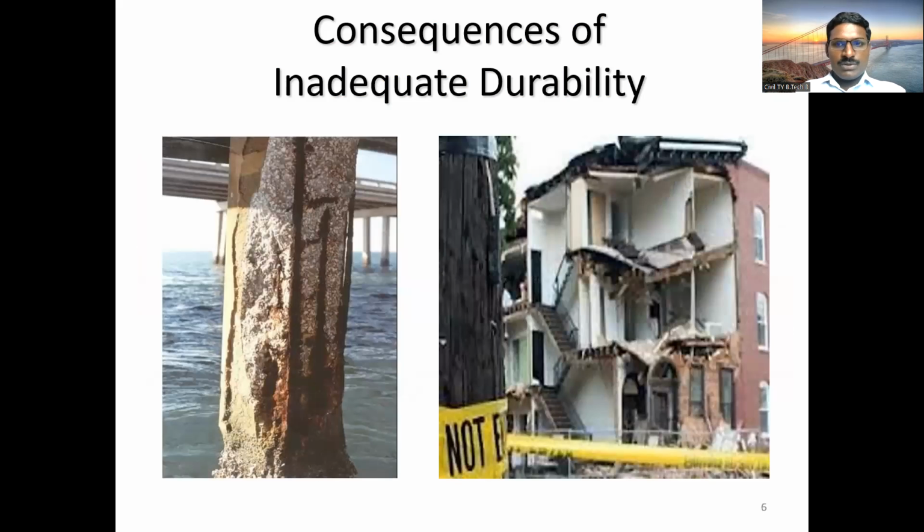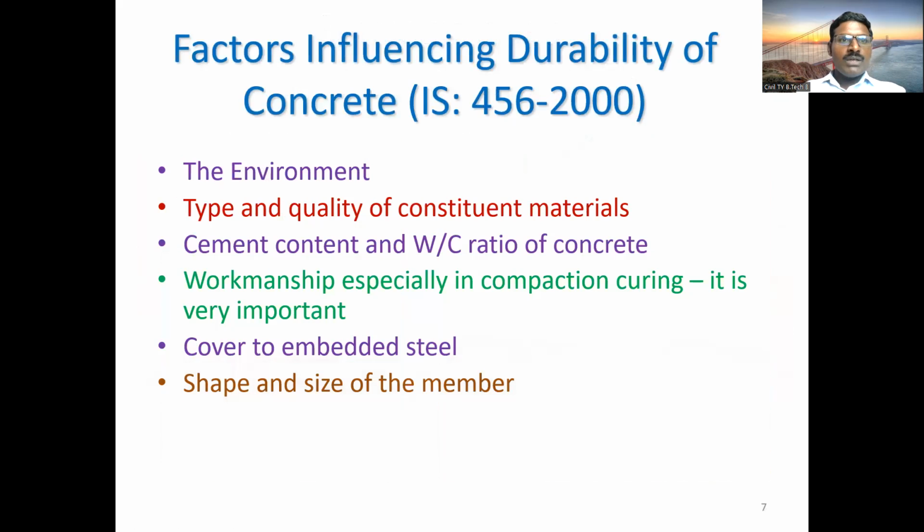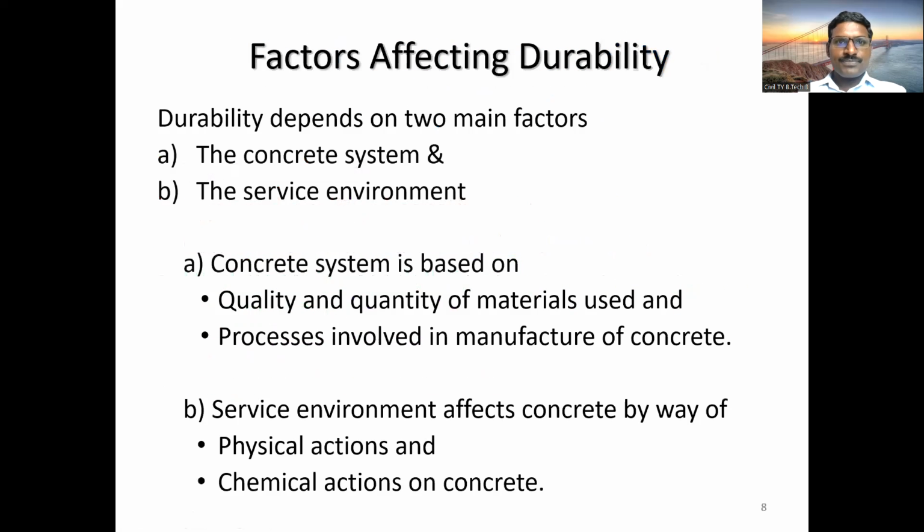Again, if you see here, half of the building is damaged, or has collapsed, and the demolition of half of the building is in the second sketch. Here corrosion of the steel is also visible. Some factors influence the durability of the concrete. Those factors are the environment, quality and consistency of the materials, water cement ratio, workmanship, cover to the embedded steel, and shape and size of the member.